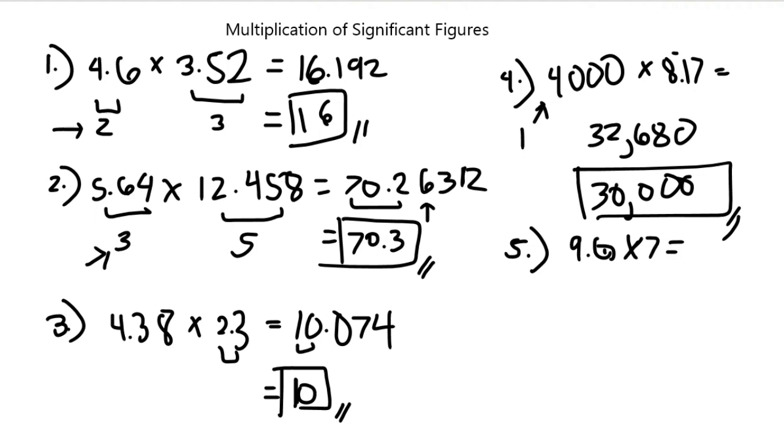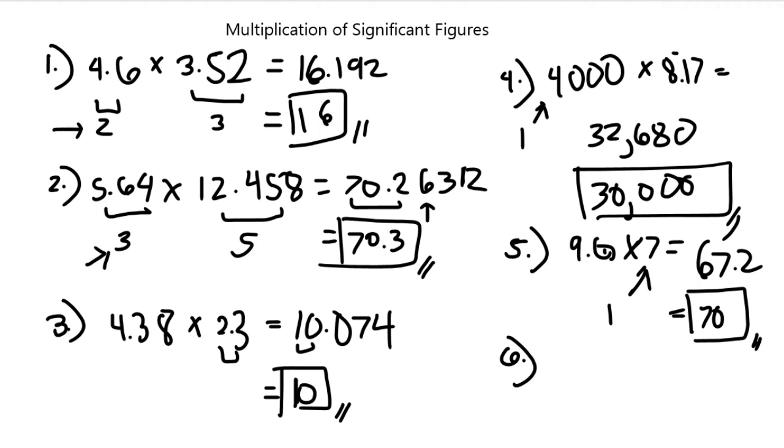So, let's say we have 9.6 times 7. Using our calculator, we will just get 67.2. And dito, we have 1. So, therefore, pipili natin yung 6 and then dapat siya naka-round up, because 7 yung kasunod niya, which is greater than 4. And as a rule, kailangan natin siyang round up.